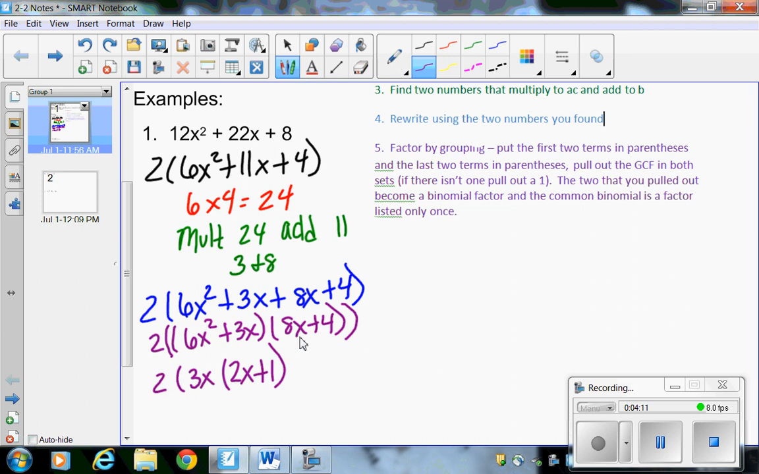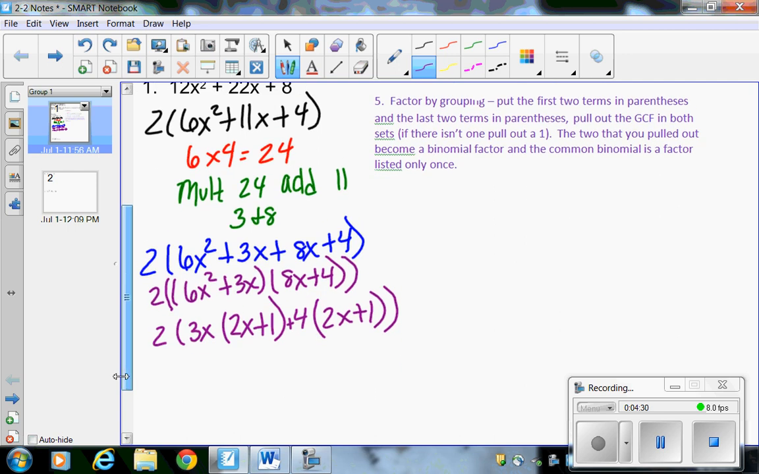Then what can I pull out between an 8x and a 4? The answer to that is a 4, a positive 4, might I add. So 4 times what is 8x? That's 2x. And 4 times what is 4? That's a 1. Now, you should notice that there is one set that is identical. This became 2x plus 1, and this became 2x plus 1. This should always happen. If it doesn't, then you're not factoring it correctly. Something is wrong somewhere in the problem.